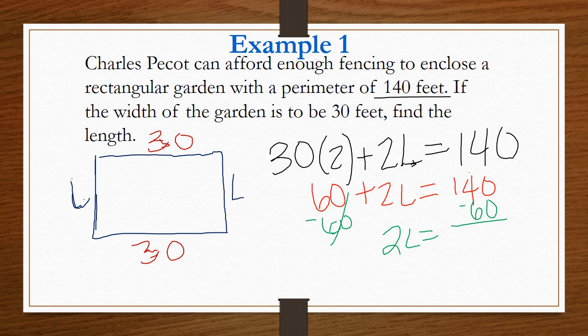And I get what? 80. And then I'm going to do what? So I get L equals what? 80 divided by 2, 40. So my L equals 40. And what are my units? Feet. And I'm done.